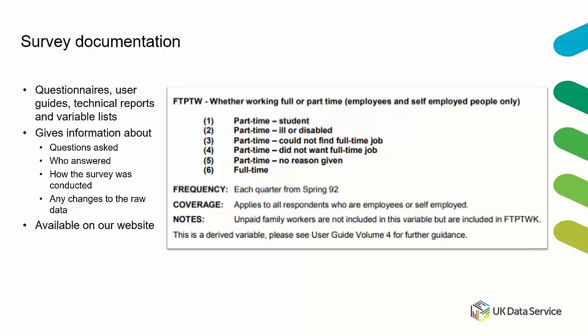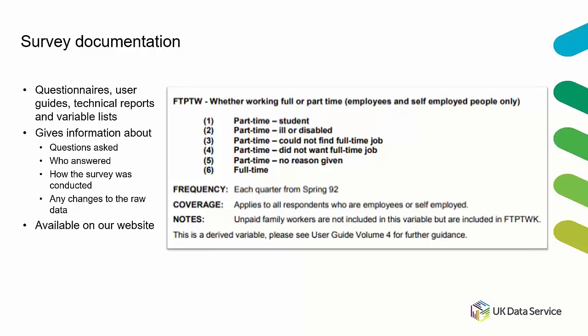So this would be a very interesting variable to look at if you were interested in the idea of employment and underemployment. Underneath, we then get information about frequency. Here it tells us that the variable is included each quarter, and it has been since '92. And then there are details of coverage. So the variable relates only to respondents who are employed or self-employed, which makes sense, as you'd only ask this question to someone who's employed.